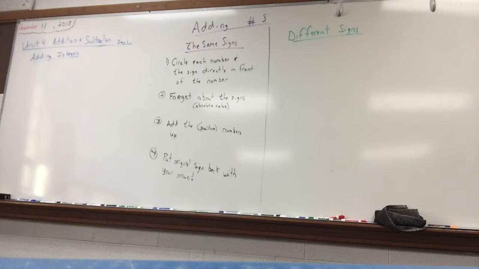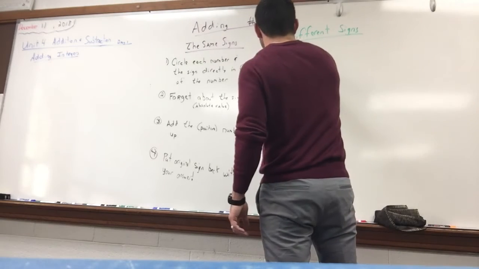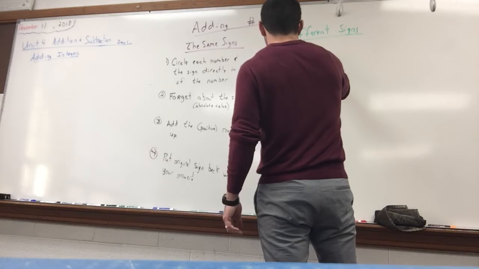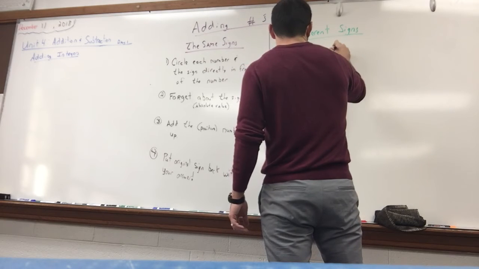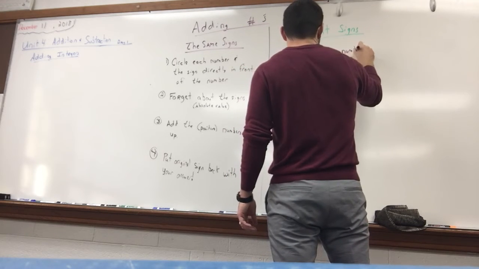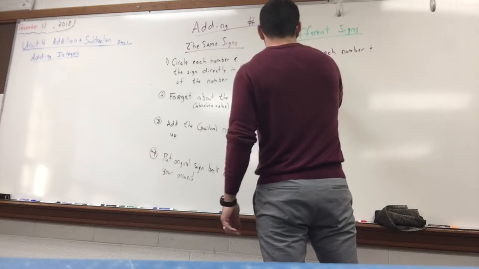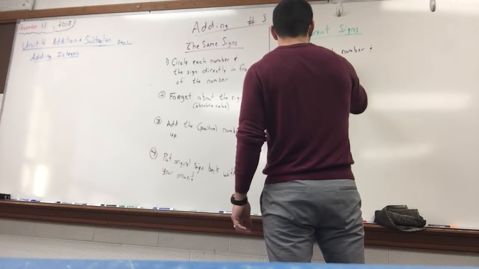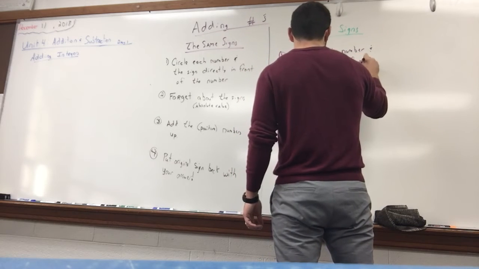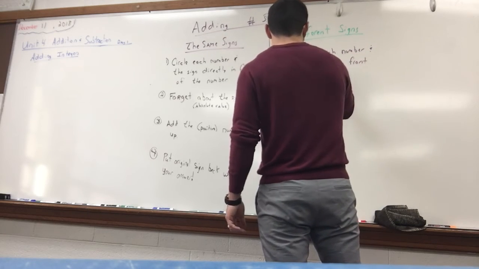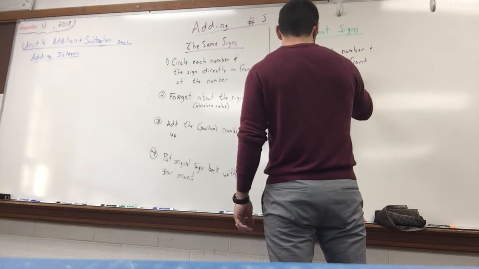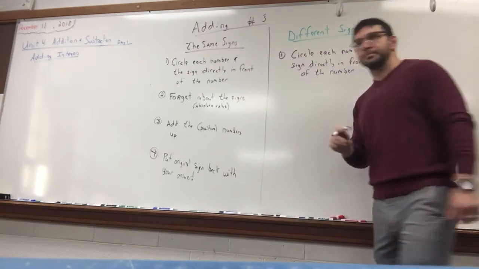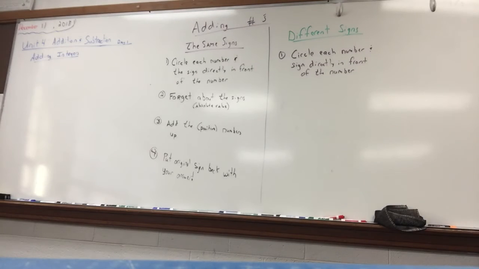So, different signs. The first thing stays the same. Circle each number and sign directly in front of the number. That one stays the same.